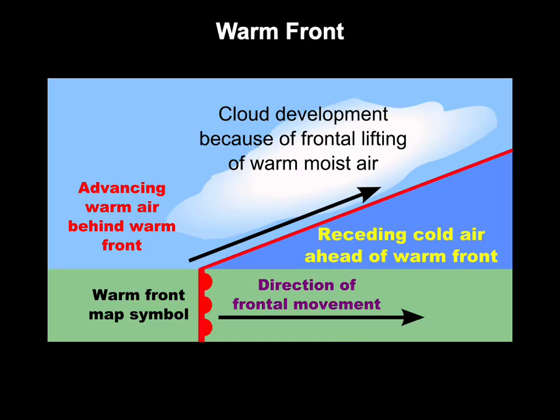A warm front occurs when warm air advances into colder air, causing the warmer air to ride over the top of the cold air mass. As the warm air rises, the moisture it contains will condense out in the form of clouds and precipitation. Pilots flying toward an advancing warm front will often experience cloud ceilings that become lower and lower as the aircraft gets closer to the frontal boundary.